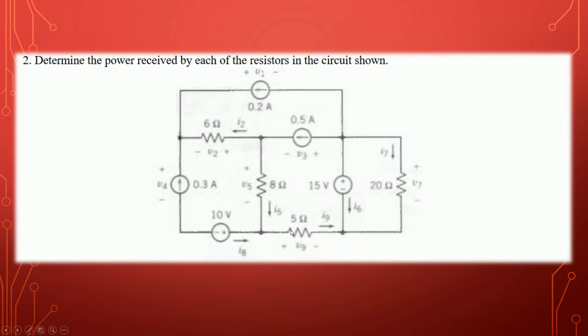Next, we are going to be solving this problem. Determine the power received by each of the resistors in the circuit shown. So first, we're going to determine how many resistors we have in this circuit. We have 6 ohms, 8 ohms, 5 ohms, and 20 ohms. So all in all, we have 4 resistors, and we are going to find each of these resistors' power.